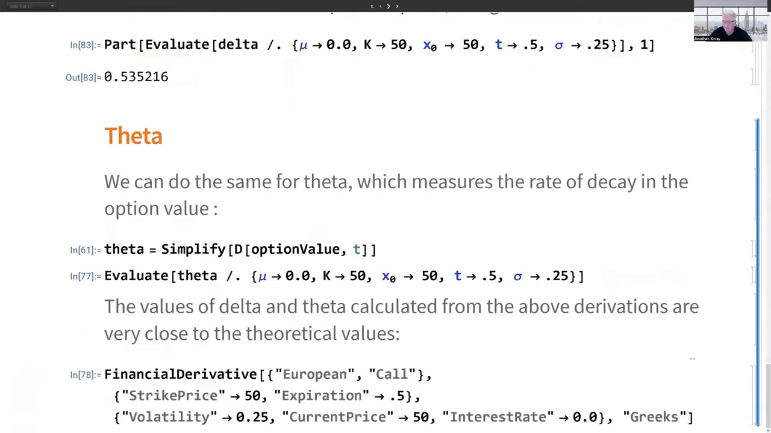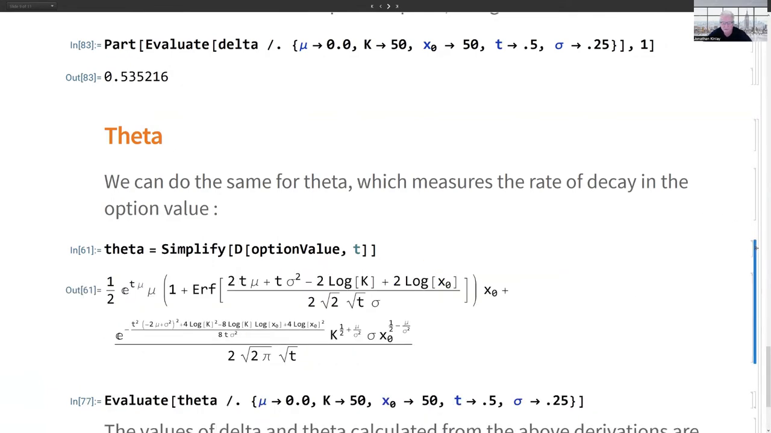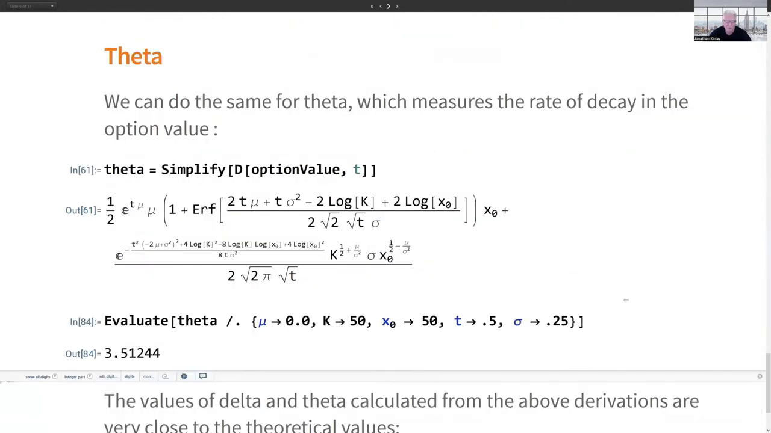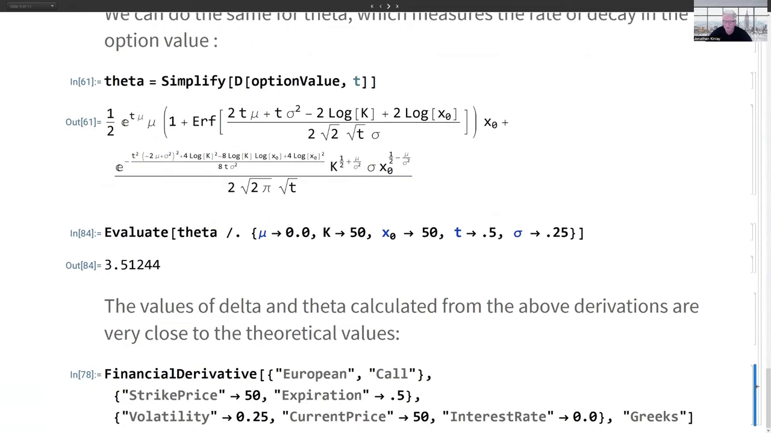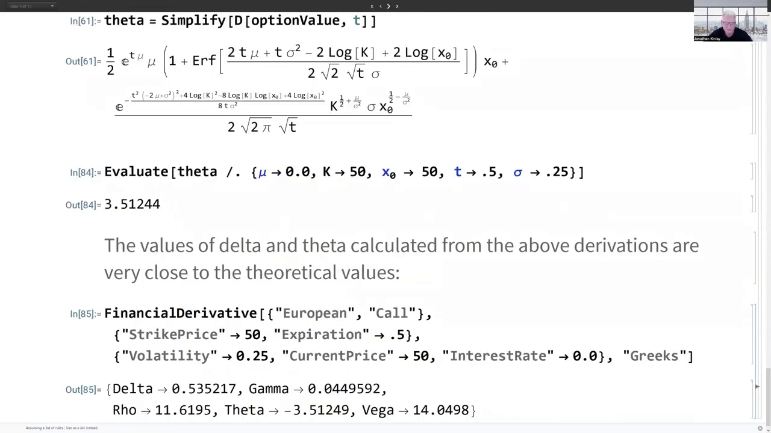The theta of the option is the derivative of the option value with respect to time. And it's a rather more complicated expression as follows. We can apply it to the particular option we've been using with the parameters as before, and we find that the theta is 3.512. And our estimated values are very close to those from the Black-Scholes formula, which we can calculate using the financial derivative function. We can see the delta is equal to 0.535 and the theta is equal to 3.512.